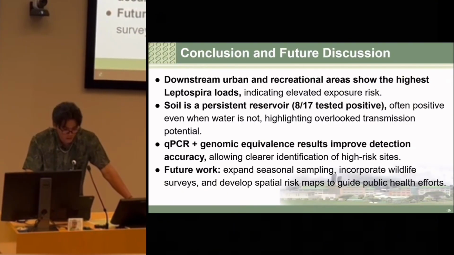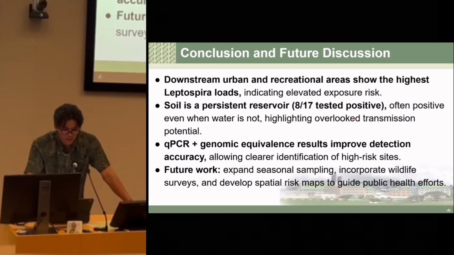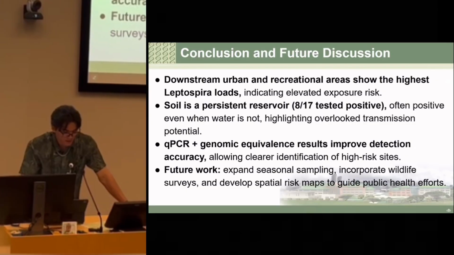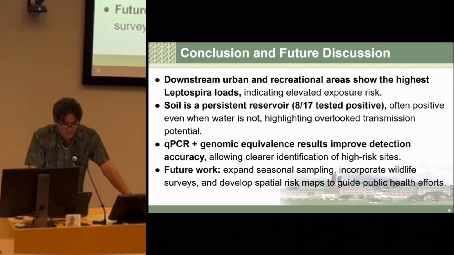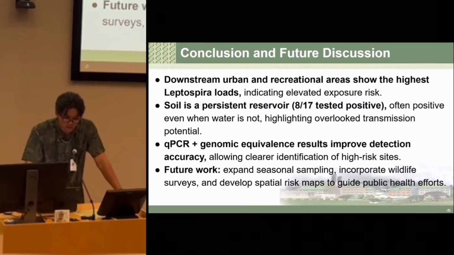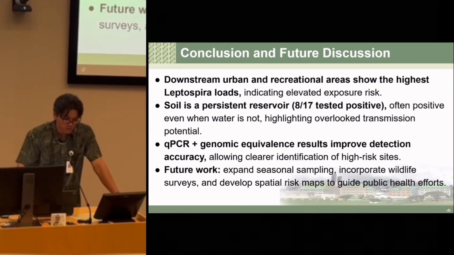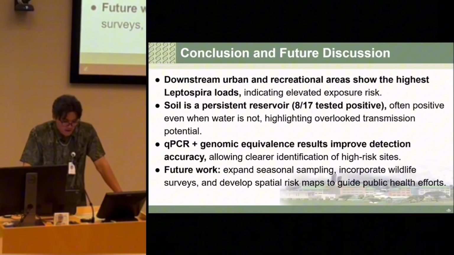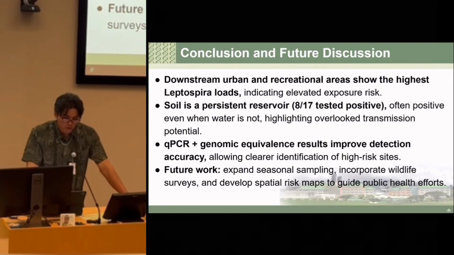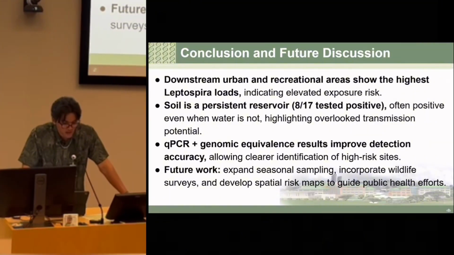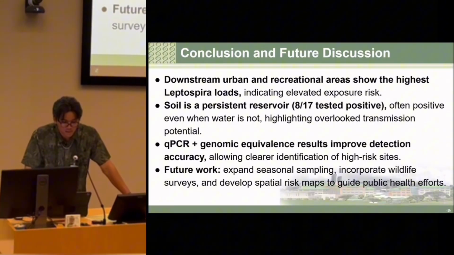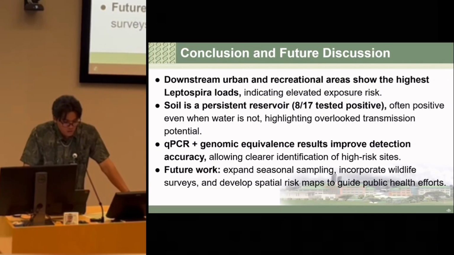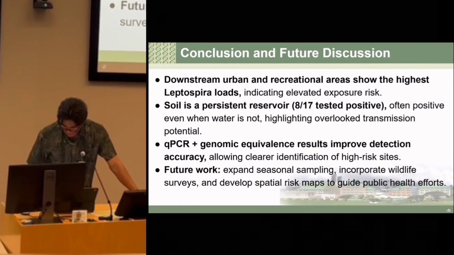In conclusion, this project revealed that downstream urban and recreational areas show the highest leptospira loads, indicating elevated exposure risk. Soil is a persistent reservoir with positive hits even when water is not, highlighting overlooked transmission potential, and that qPCR and GE results improve detection accuracy, allowing clearer identification of high-risk sites. Moving forward, our work includes expanding seasonal sampling, observing the effects of precipitation on leptospira transmission, incorporating wildlife surveys, and developing spatial risk maps to guide public health efforts.